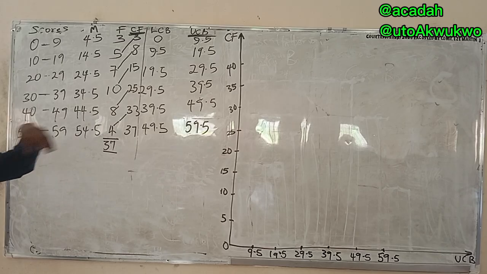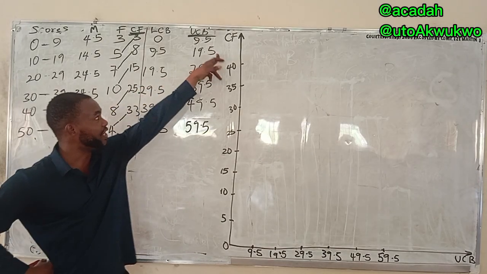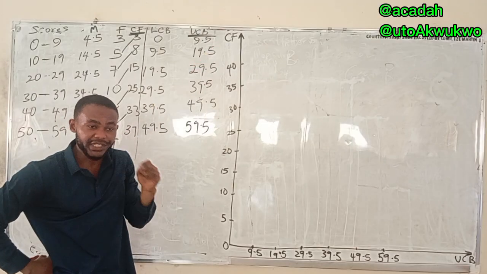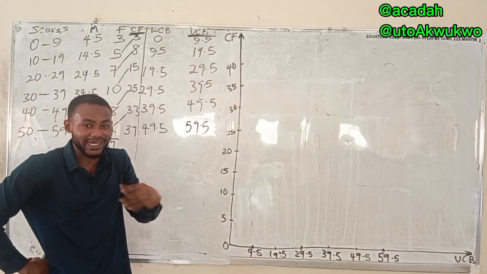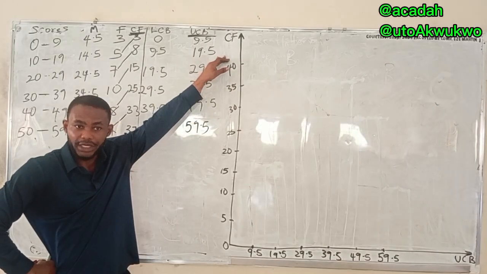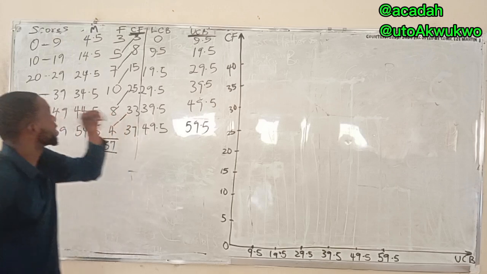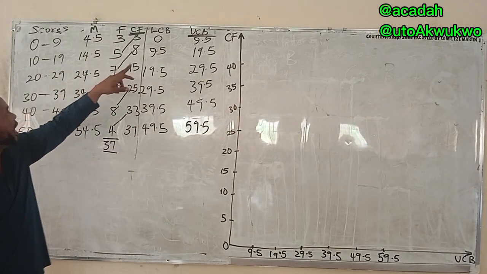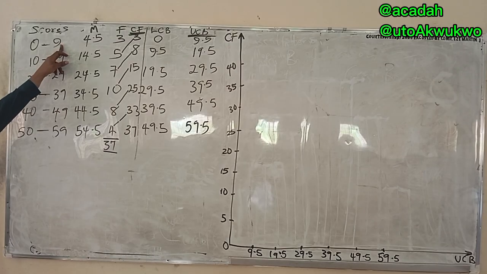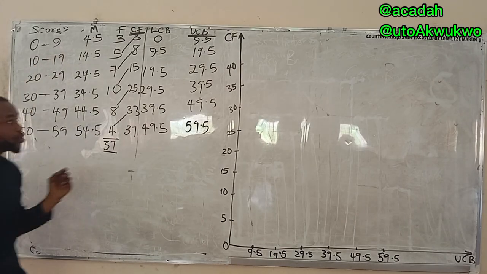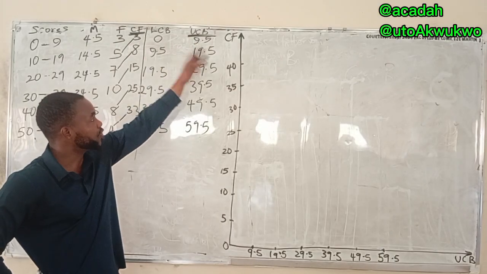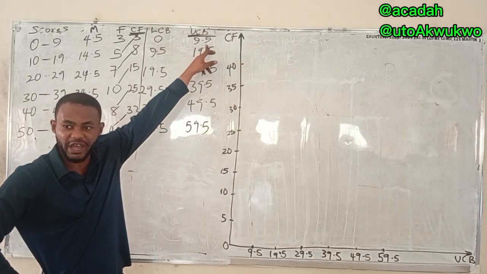It's not like saying that. You should know that the difference between this and this is also the class interval. The difference between anything that has to do with upper class boundary or upper limits is what we call class interval. So 19 minus 9 is 10, that's our class interval. For the upper class boundary, the interval is simply 19.5 minus 9.5.